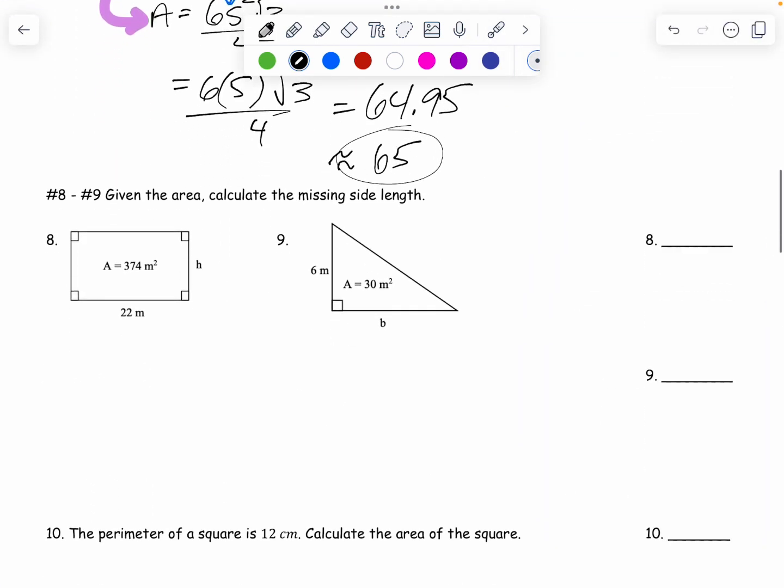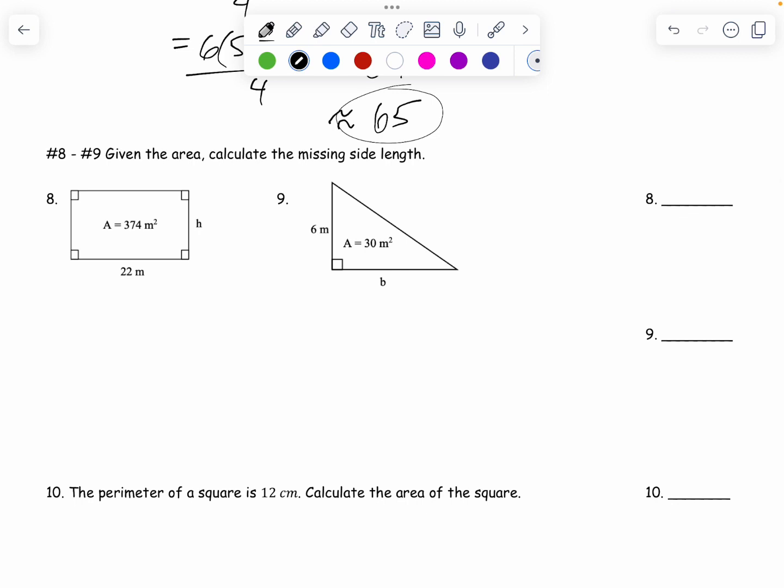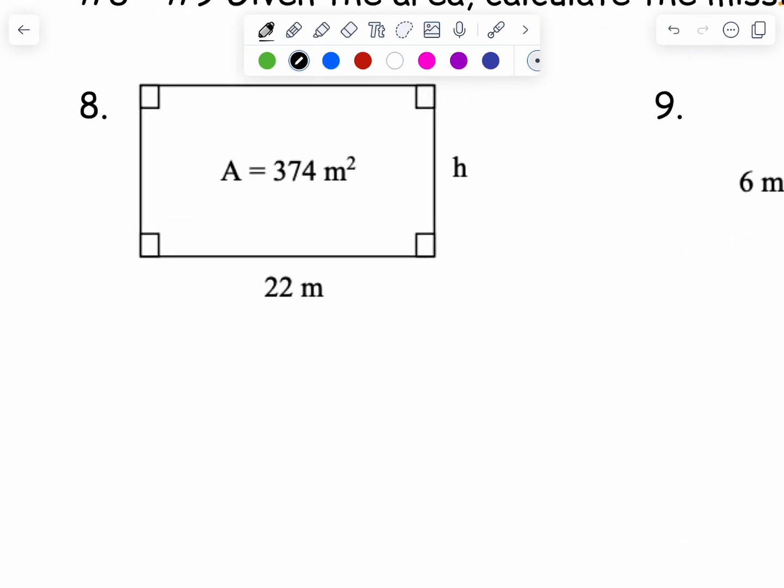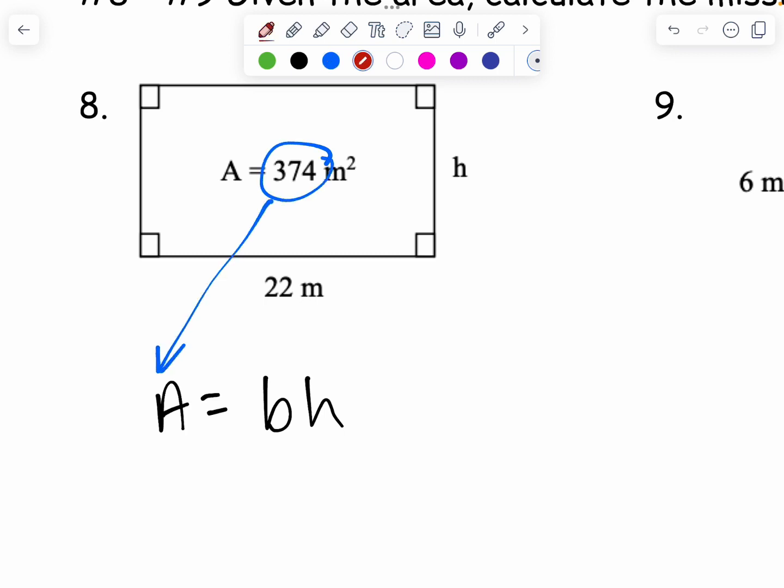What have I missed? Let me just remind you how to do these problems. For number 8, there is a rectangle. So I'm going to start with the formula. But in this case, the area is one of the things that we're given. So this number goes here. And the base is 22, which goes here. So I'm plugging in those numbers.